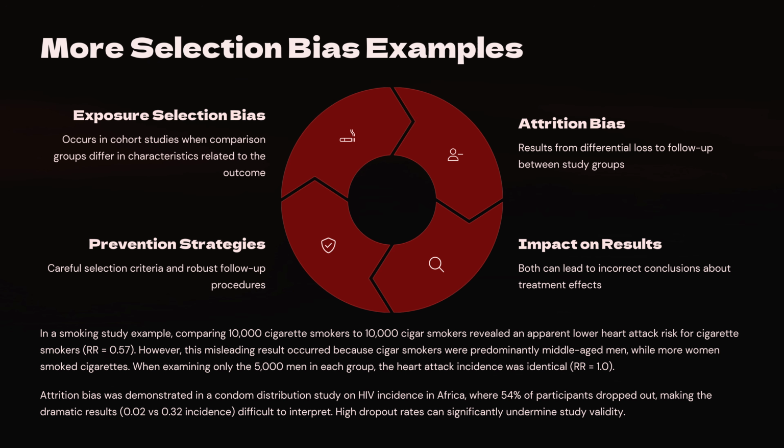So we can see what the selection bias was here due to underlying characteristics of those who smoke cigars versus those who smoke cigarettes. And then we can see attrition bias was demonstrated in a condom distribution study of HIV incidence in Africa, where 54% of the participants dropped out. That's a high dropout rate, making the dramatic results, 0.02 versus 0.32 incidence of HIV, difficult to interpret. High dropout rates can significantly undermine study validity because you don't know what happened to those people who left the study. Maybe all those people who left the study would actually make the incidence identical between the groups. We just don't know that.